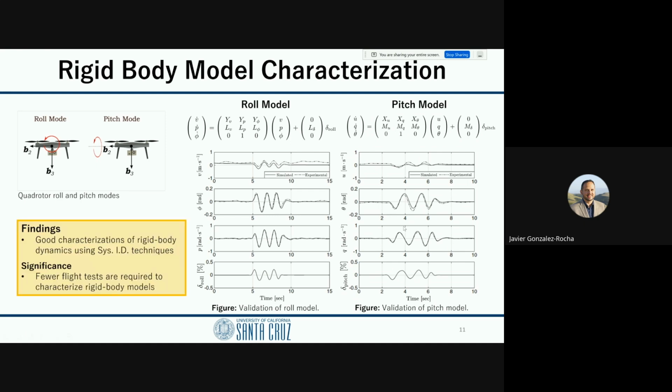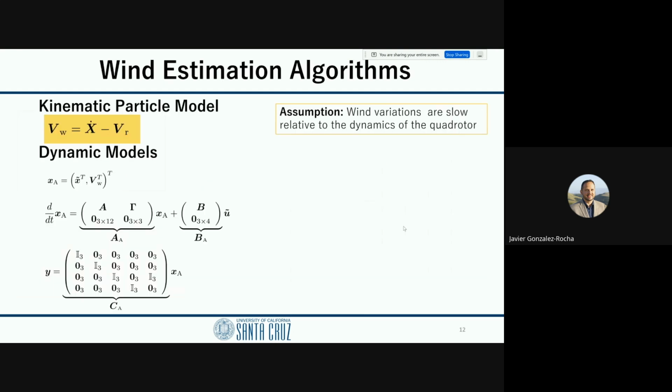And so this was a very interesting finding, that we can actually use system identification to characterize these models, because it only took us 8 flights, right? To characterize the simplest model, it was 16. The second one was 154, if I remember correctly, and then for this it was 8. Okay, so now we have the models.